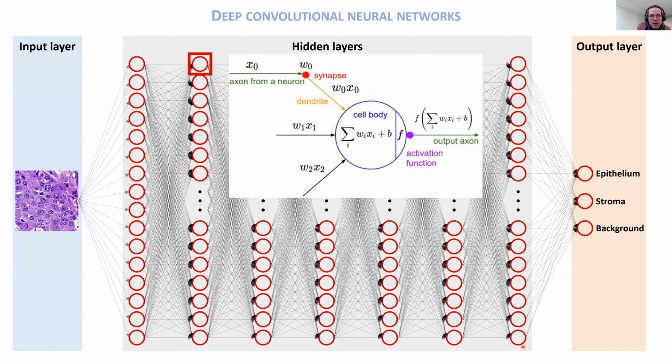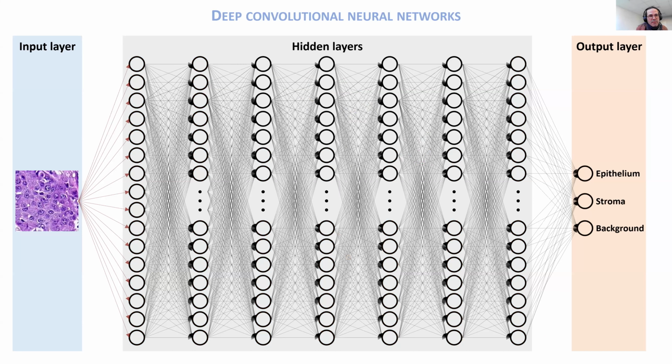So how do we estimate our weights? Because here, that's what is important. We want to estimate those weights W's. Basically, we take the input and then we propagate to the first layer, then we propagate to the second layer, etc. So we do some sums. This is just simple math. And at the end, we get a score for our output. So in that case, we have a score of 0.8 for epithelium, 0.3 for stroma, 0.1 for background.